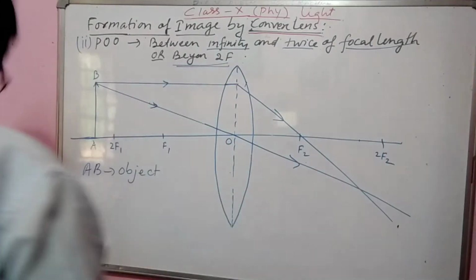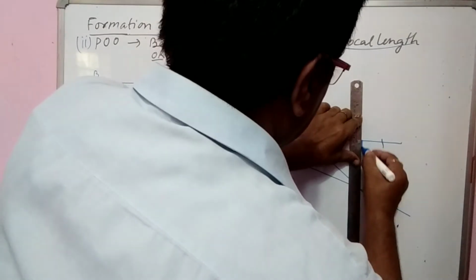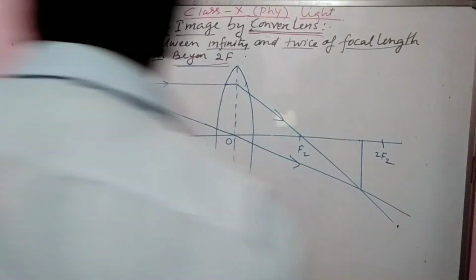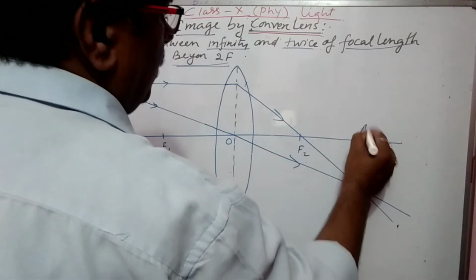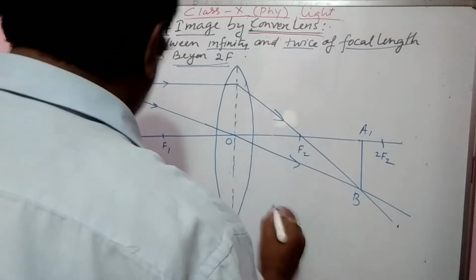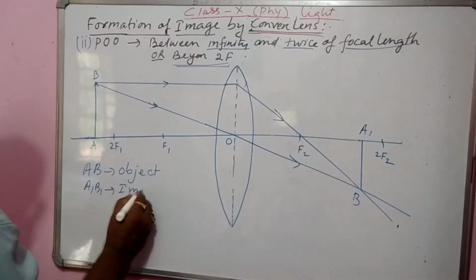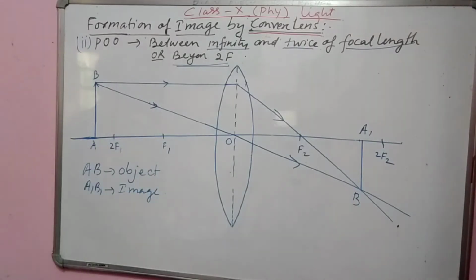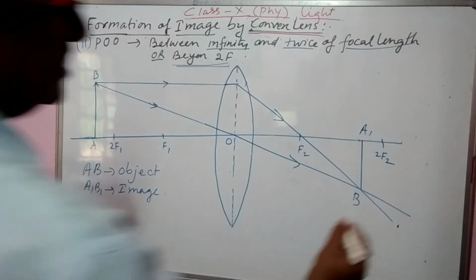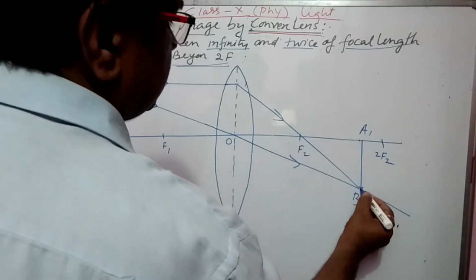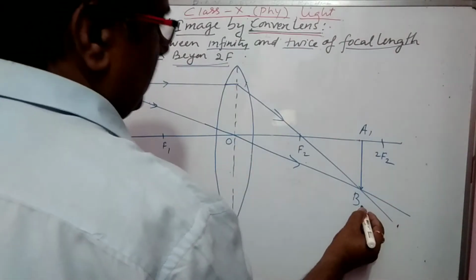So we can draw a line where it is cutting, and this will be the image, A1 B1. A1 B1 is the image formed by this lens. Where the refracted light rays meet, the image will be formed there. So A1 B1 is the image formed.